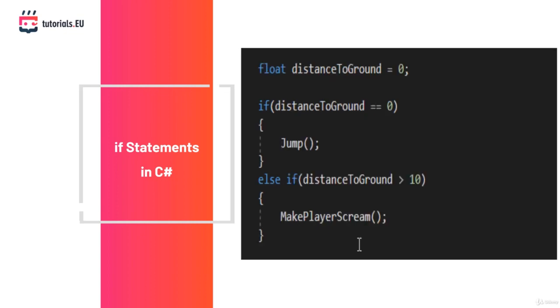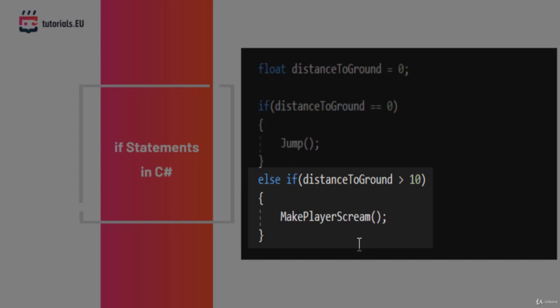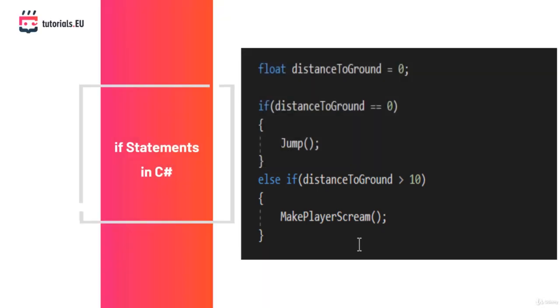Here we have a float called distance to ground, and it equals 0, which means the player is on the ground. Then we check if the distance to ground is actually 0, which is true in this case. And if it's true, we will make the player jump. Now we have this thing that is called else if. So we don't have else as we had before, we have else if, which means we have another condition that we're checking. Here we're checking if the distance to the ground is greater than 10 meters, we will make the player scream. That could be because the player is way up high and he's too far in the air and he's so afraid and he starts screaming.